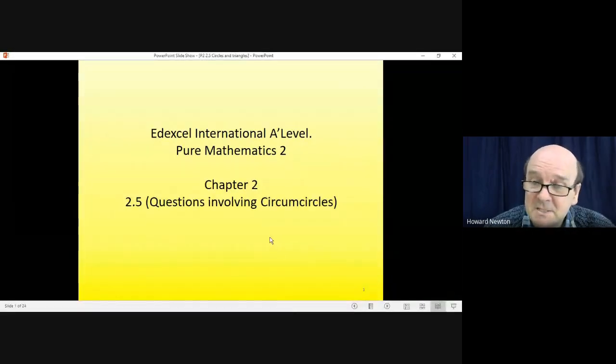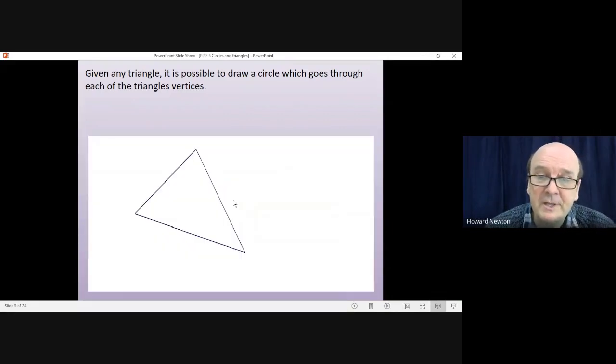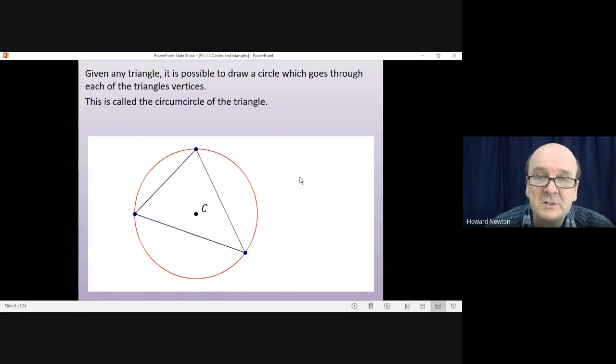What exactly is a circumcircle? Well, if you have a triangle, any triangle, it's possible to draw a circle which goes through each of the triangle's vertices. So if you have a triangle, it's possible to draw a circle that will go through each vertex of that triangle. And the circle that you get is called the circumcircle of the triangle.